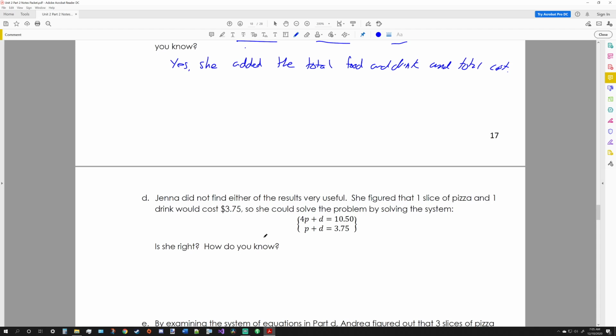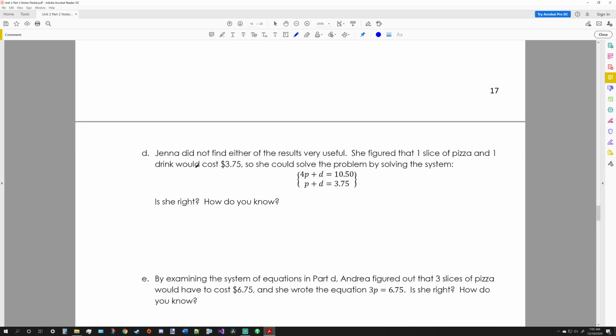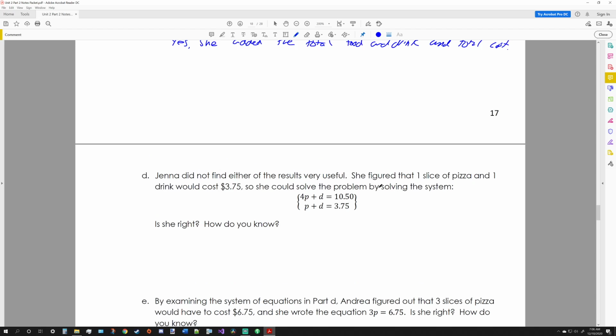Okay, so Jenna, the person who's actually trying to pay her friends back for the cost of food, did not find either of those results useful because she kind of needs to know how much 1 slice of pizza would cost and how much 1 drink would cost, like individually. She did figure that one of each, a slice of pizza and a drink, would cost $3.75. So she could solve the problem by solving this system. So she's changed the second equation. Is she correct, and how do we know?